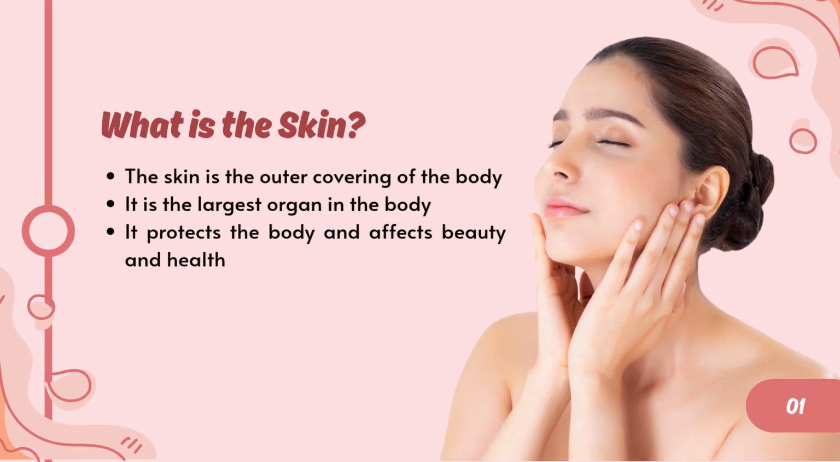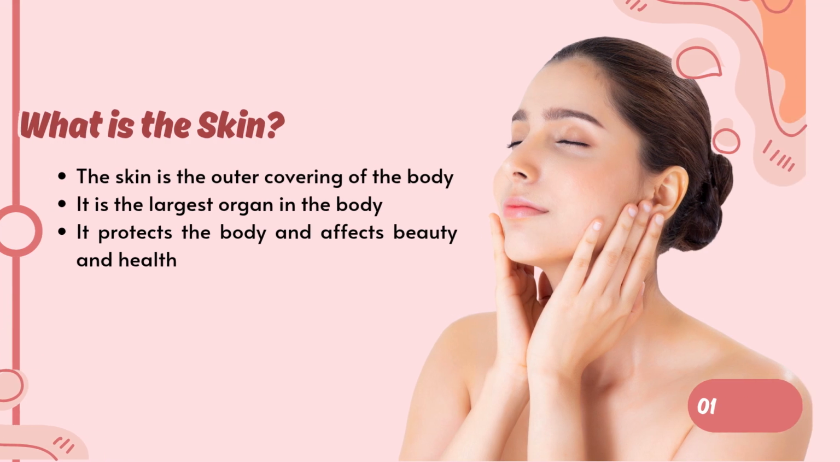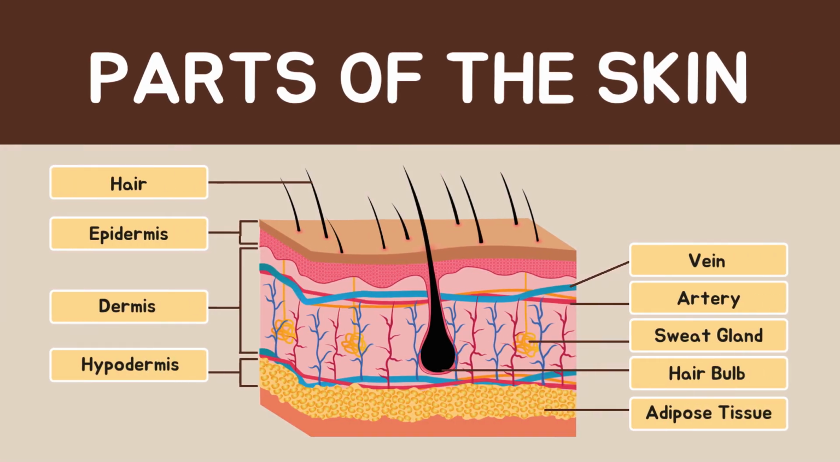But we can't start before defining what the skin is. It is the outermost covering of our body, as simple as that. And it's often referred to as the largest organ in the body because of the level of its spread, which covers the entire body. And one of the major functions is that it protects the body and it influences your beauty and your health. Now, let's look at the parts.